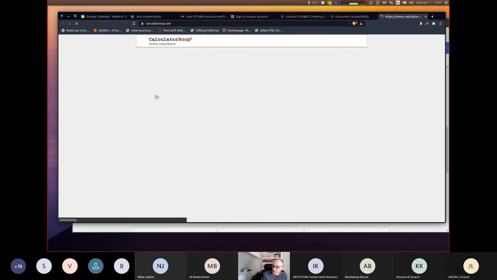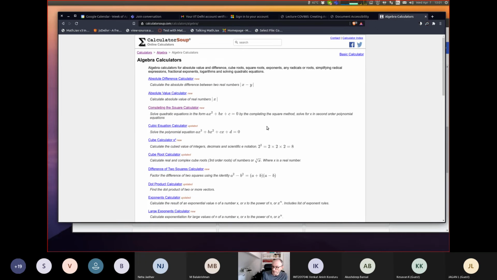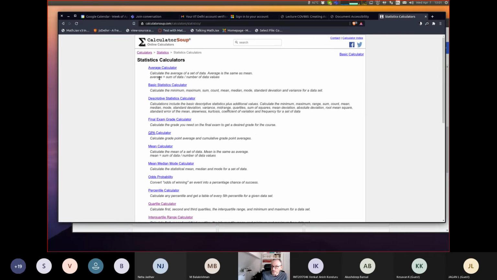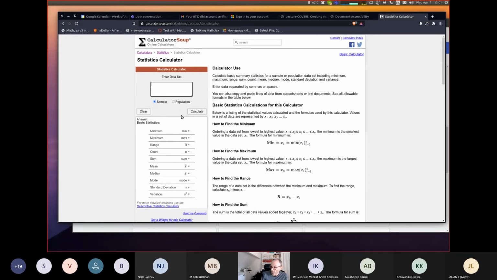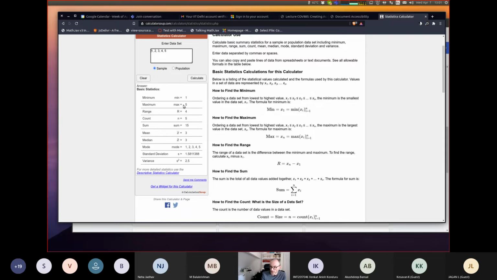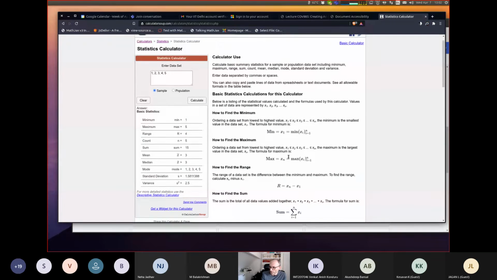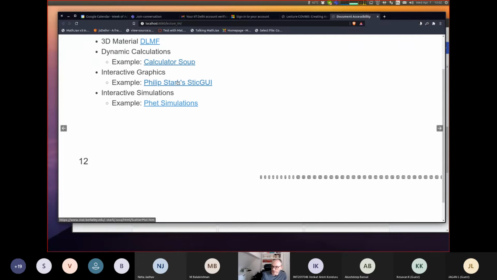Other things, dynamic calculations. So this here's Calculator Soup, for instance, where you get dynamic calculations. Where do we have one? Maybe statistics. Let's get to see. You enter something, and let's try to do something like this, and then all of a sudden things are happening on the page, and things are changing dynamically, and the formula is being adapted to the dynamic version of the data that you've entered.